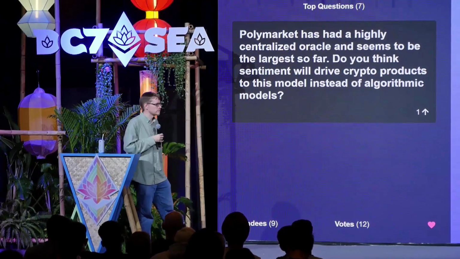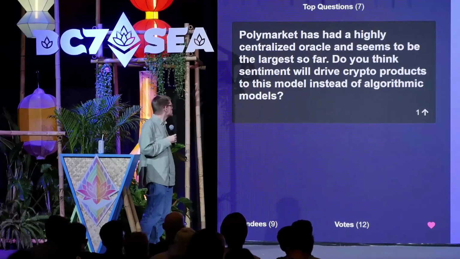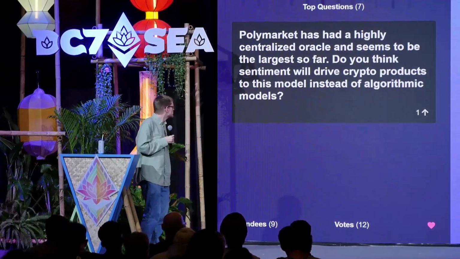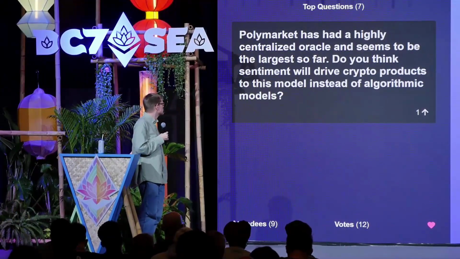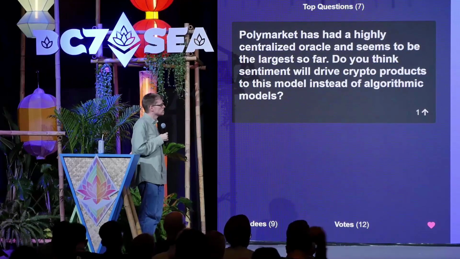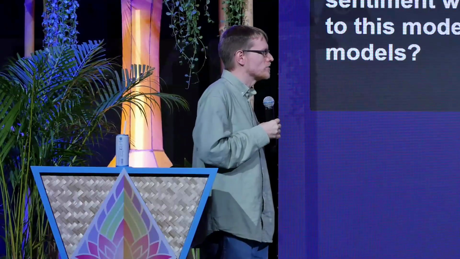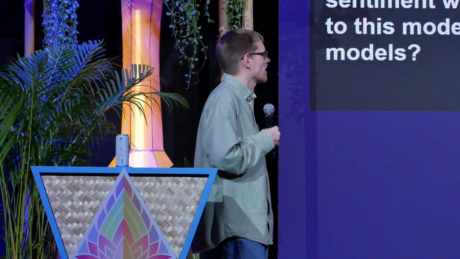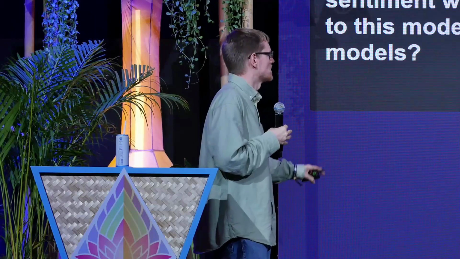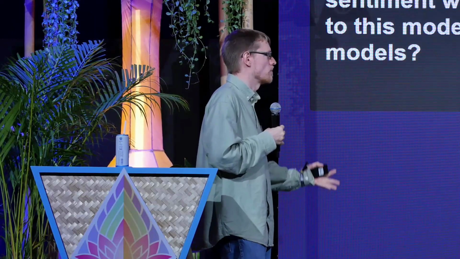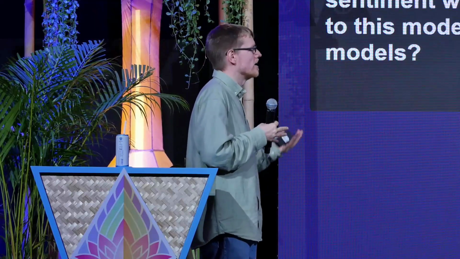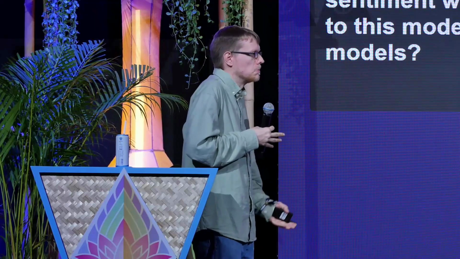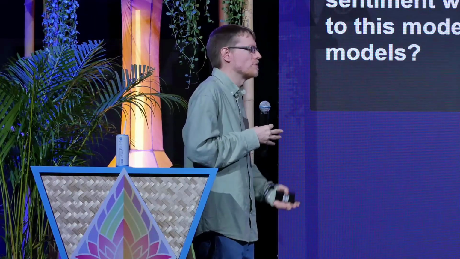I might require a fact check on this last question: Polymarket has a highly centralized oracle and seems to be the largest. Do you think sentiment will drive crypto products to this model instead of algorithmic? Is it a centralized oracle first? I think they use UMA. People can fact check me, but I believe they use a crowd model. So if people are interested in that product, then there could be demand for much more decentralization. If something takes off, people will have greater scrutiny, of course.